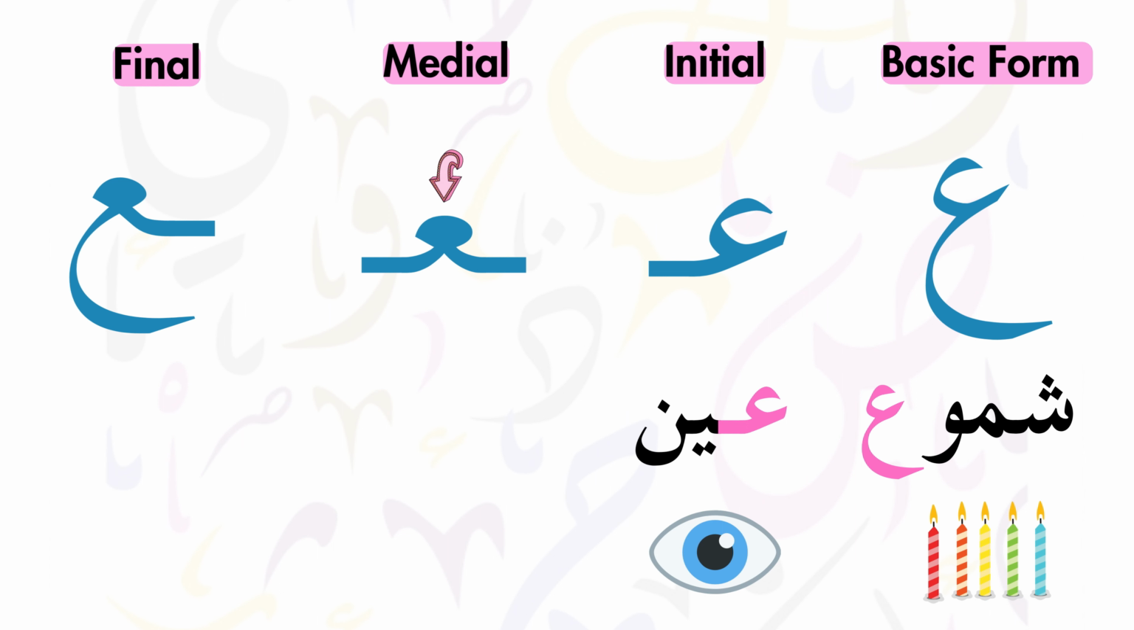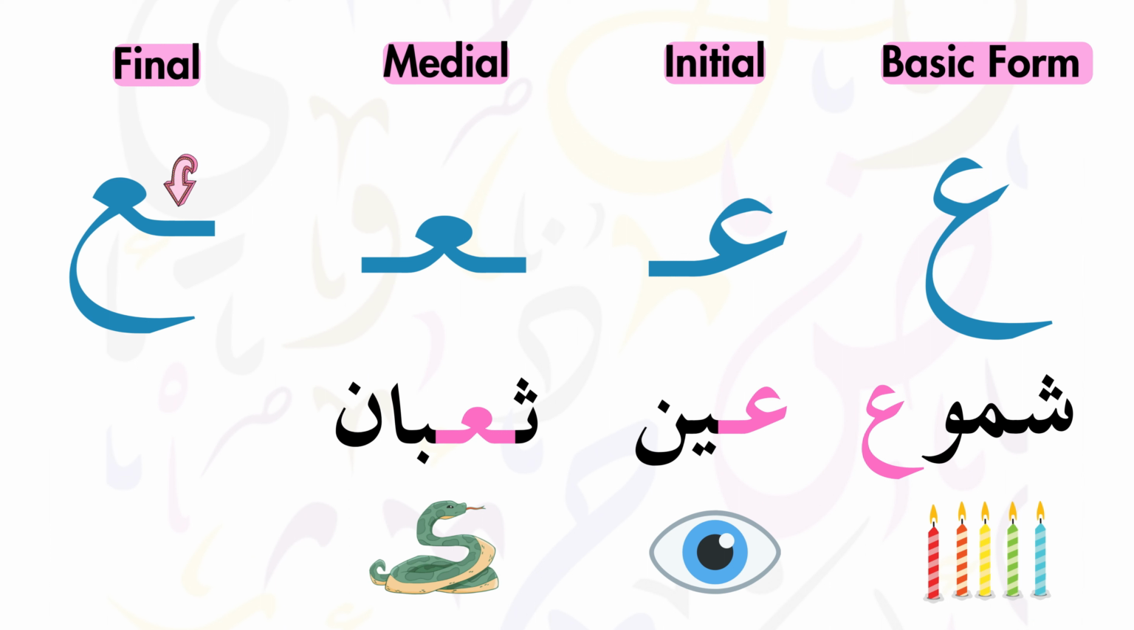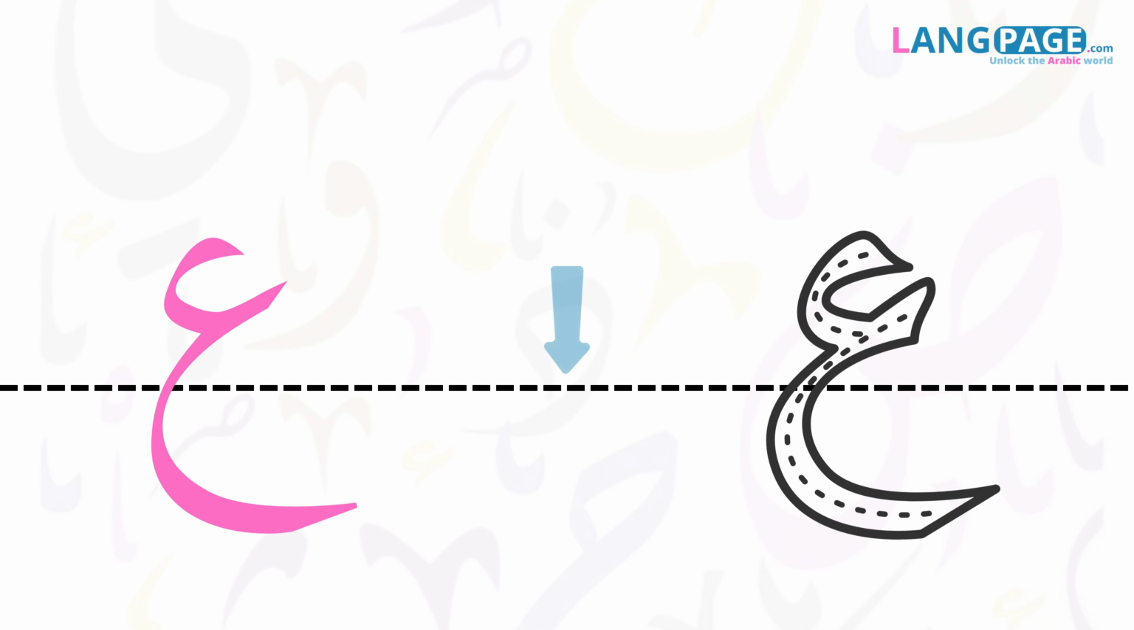Then I have the medial form, which has 2 hands from right and left, like in the word ثعبان, which means a snake. Eventually, I have the final Ain, which is having one hand from the right, like in the word مربع, which means square. Let's write Ain together. My line is my basic, so I will have to draw a little semicircle above the line, then bigger semicircle cutting the line and going below.